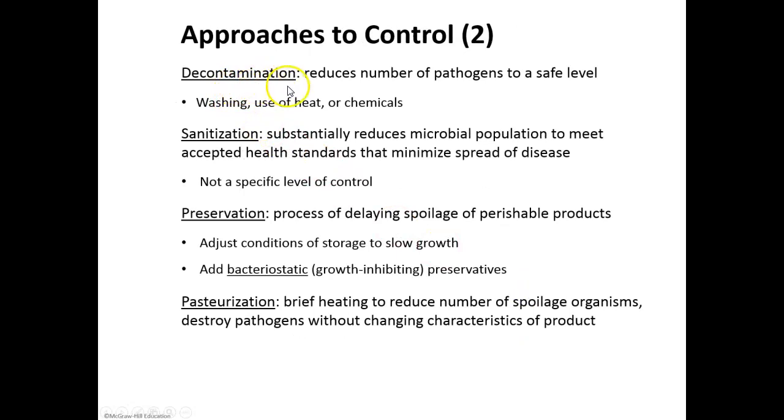The term decontamination is reducing the number of pathogens to a level that is deemed safe. There are multiple mechanisms for decontaminating. Sanitation is reducing the microbes in a population to meet health standards. We use sanitation often at restaurants. You're sanitizing the dishes that people are using. You wash them, rinse them, and sanitize them before you can reuse the same plate or knife or fork.